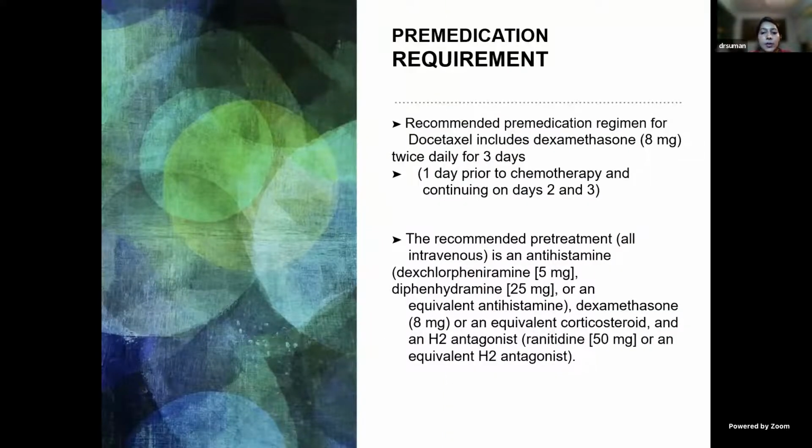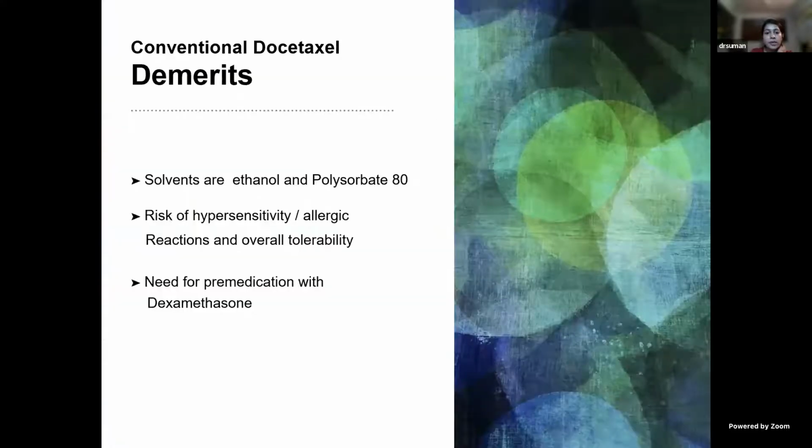The pre-medications that we do require, we know, include a heavy dose of dexamethasone. Dexamethasone is given 8 mg thrice a day for 3 days, because it's not only a pre-medication for reactions, it's also for the fluid retention that occurs because of docetaxel. So it starts 1 day prior to chemotherapy and continues on day 2 and day 3. What we do recommend along with it is an antihistaminic, which is dexchlorpheniramine and diphenhydramine, or an equivalent antihistaminic, along with dexamethasone or an equivalent corticosteroid, and ranitidine or any other H2 antagonist. So these are all the drugs that the patient needs to take for 3 days when they're on docetaxel, which is conventional docetaxel.